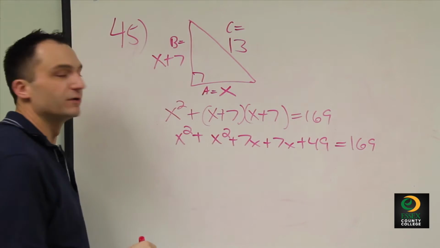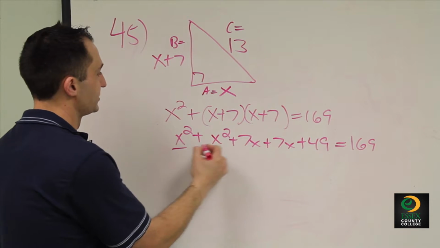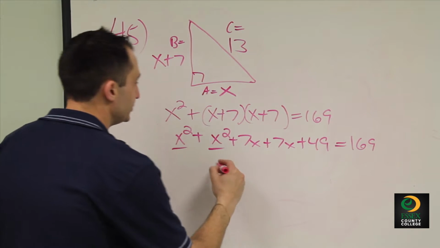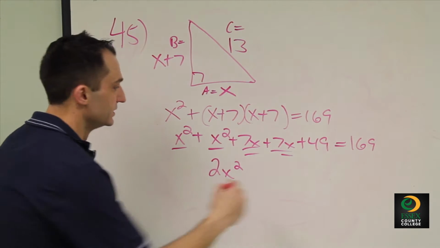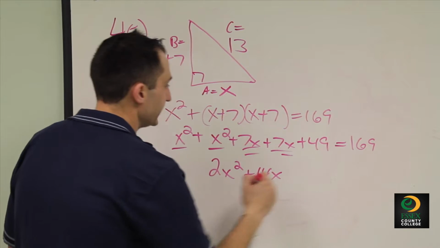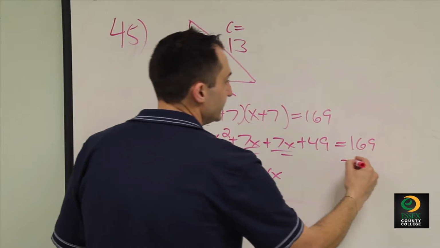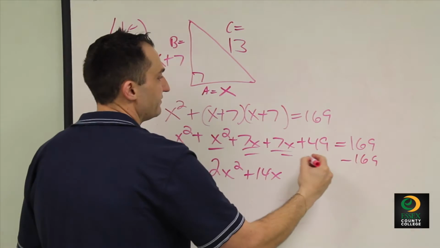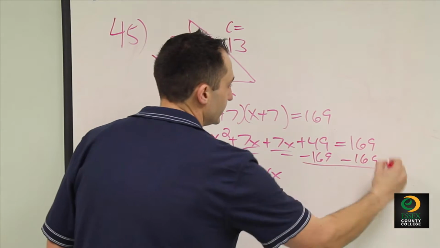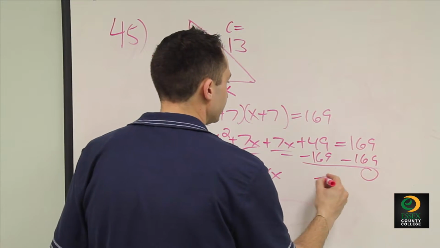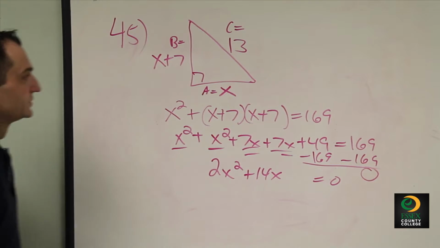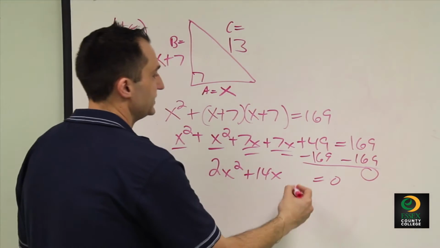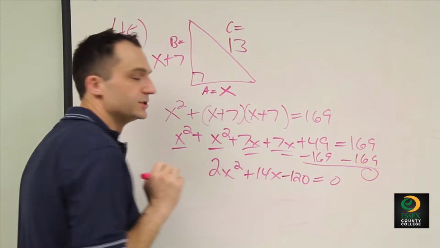We're going to rewrite the rest of the problem. Now we're going to combine our like terms. Our like terms are x squared and x squared, which would be 2x squared. And then we have 7x and 7x, which becomes 14x. And then we're going to move the 169 to the left-hand side of the equation, so that it equals 0 now. So then 49 minus 169 is negative 120.